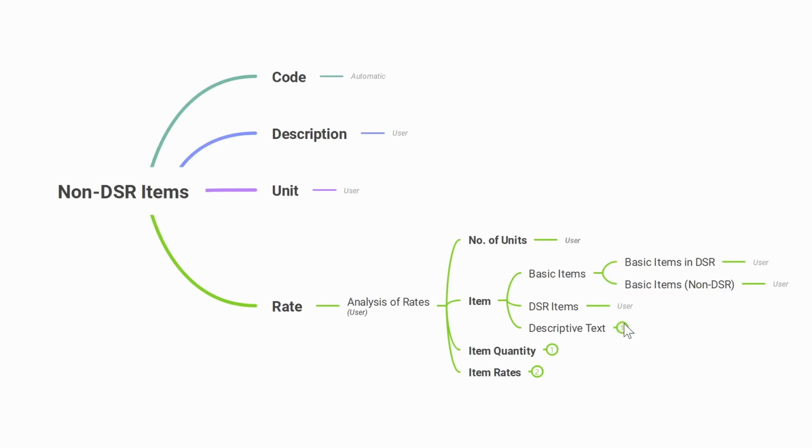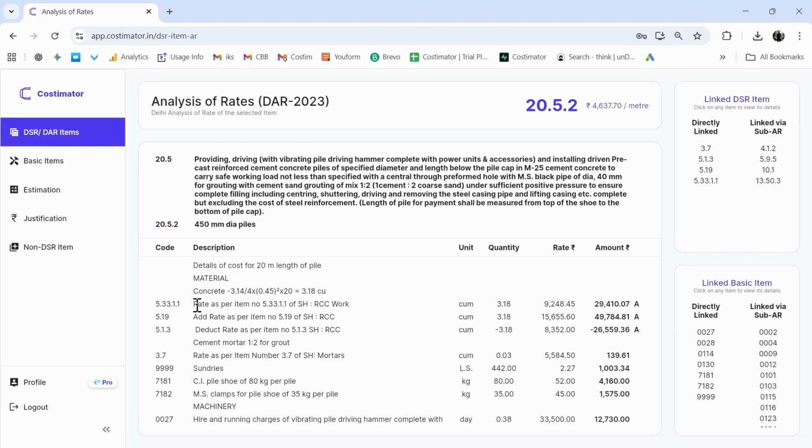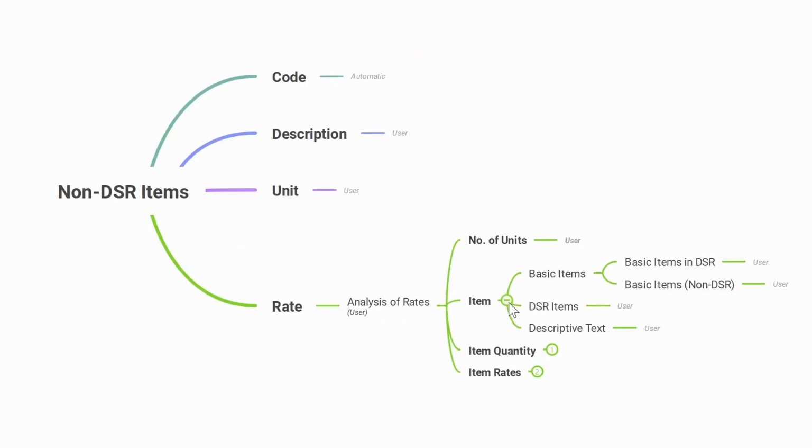Similarly, DSR items have to be selected by the user and the descriptive text has to be selected by the user. Once you select the items, you'll have the ability of modifying the description also. So for example, you can see the 5.33.1.1, it is simply written as rate as per item number so and so. So this is a custom text and this is not the true description of 5.33.1.1. So Costimator also provides you with the ability of updating this as you move along. So this was all about the items.